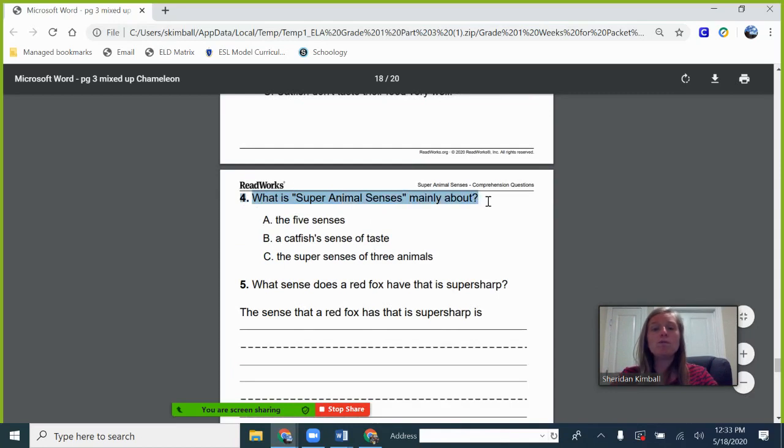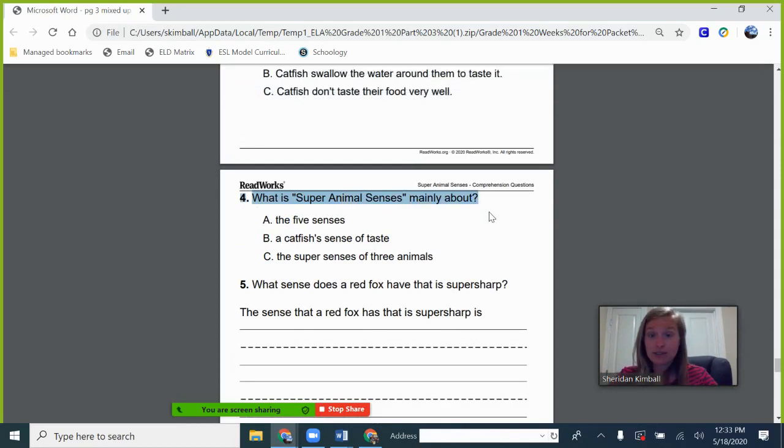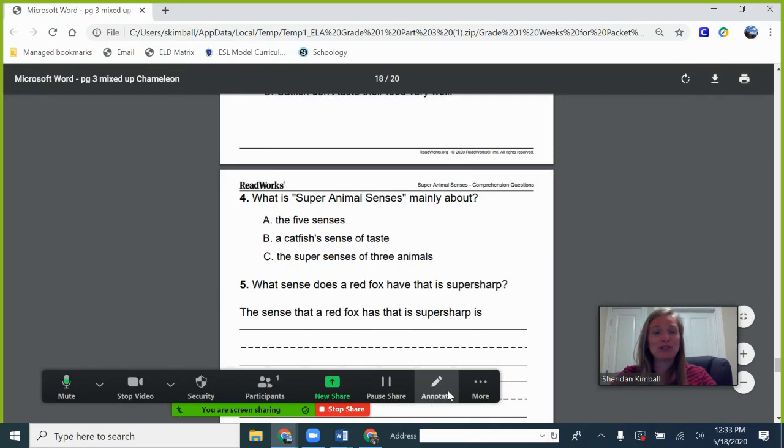What is super animal senses mainly about? Is it A, the 5 senses? B, a catfish's sense of taste? Or C, the super senses of 3 animals? Okay, Miss Kimball knows the silly answer.